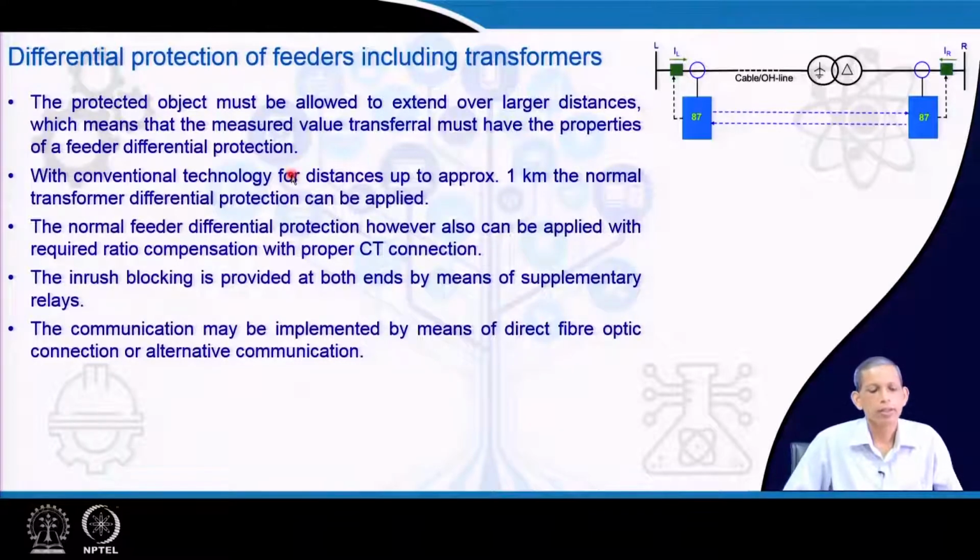So, continuing, the protected object must be allowed to extend over larger distances, which means that the major value transferal must have the protection. So, we essentially require communication here, unlike a transformer. Typically this overhead cable length can be around 1 kilometer or smaller than that. The normal feeder protection must be applied with the required ratio compensation and proper CT connection, because here the CT turns ratio will be different, unlike for a line feeder protection. So, inrush blocking and communication are the added requirements for such an arrangement.